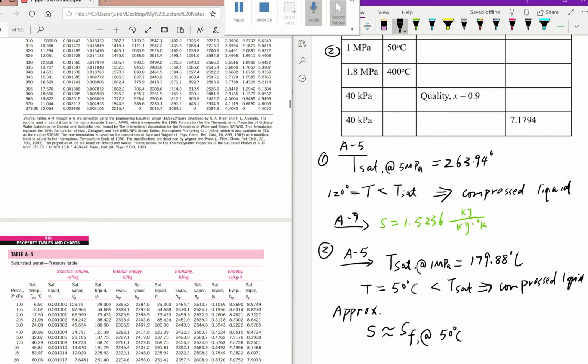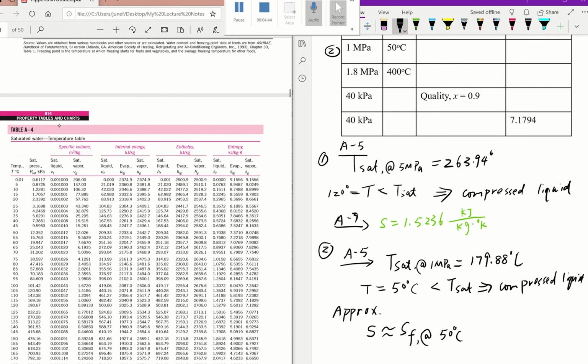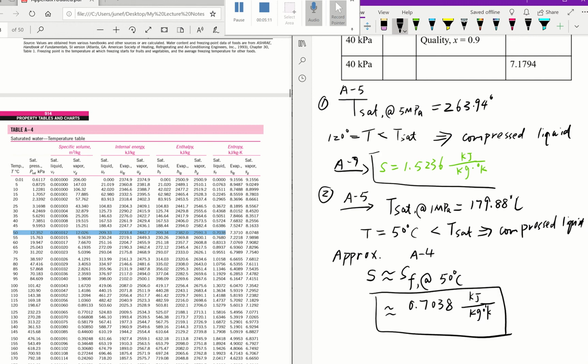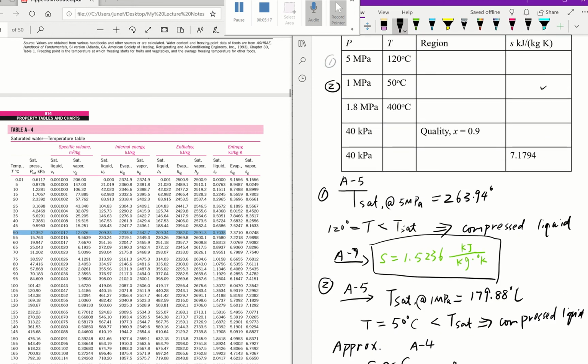So the temperature table, that would be table A4. So from table A4, we're going to write down at 50 degrees Celsius, and we're using Sf, which is that value. So S is going to be equal to 0.7038 kilojoule per kilogram per Kelvin. So that's our solution for the second condition. So we're done with that.